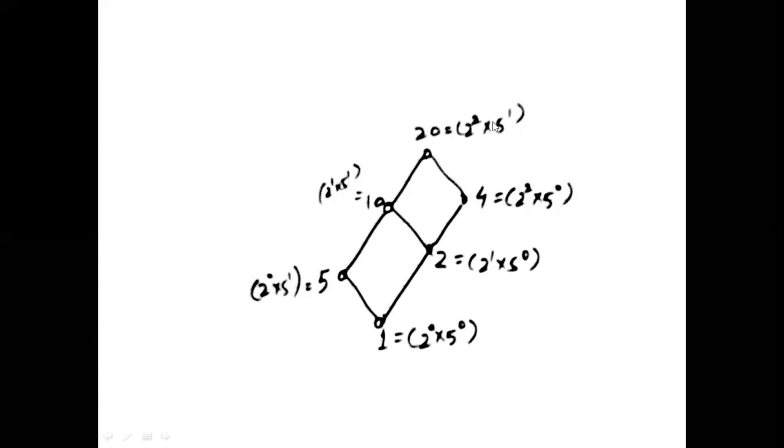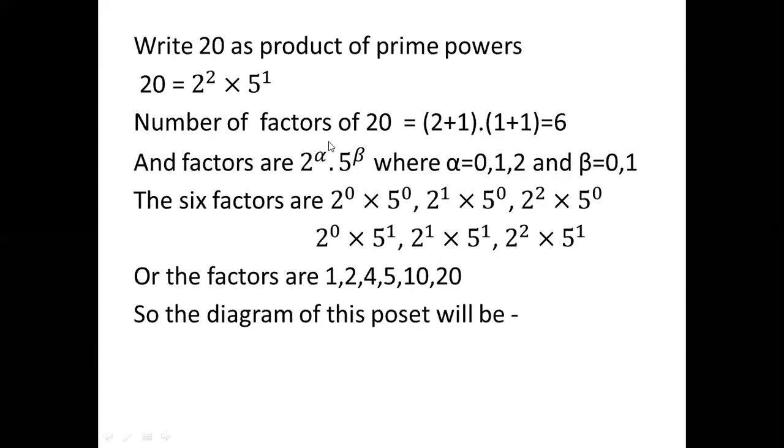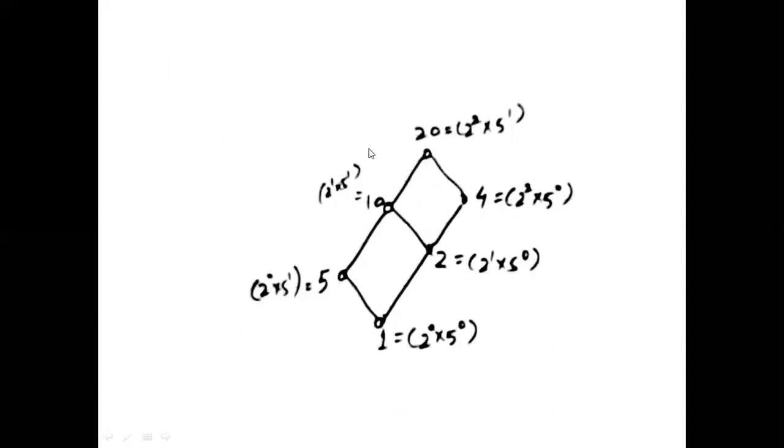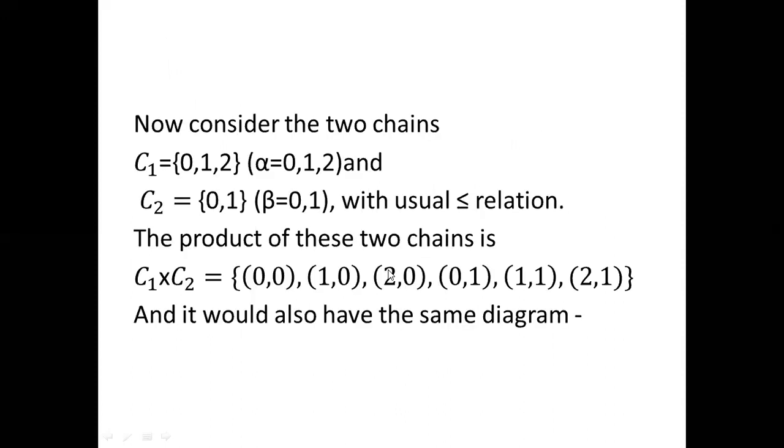In these brackets we have represented the factors in the form 2 to the power alpha into 5 to the power beta. Now consider the two chains. The first chain C1 has 3 elements 0, 1, 2, because alpha had 3 values 0, 1, 2. And C2 has the values of beta, 0 and 1. In both chains we have the usual less than or equal to relation. The product of these two chains is the Cartesian product, that means the ordered pairs (0,0), (0,1), (1,0), (1,1), (2,0), (2,1). So these are the 6 elements.